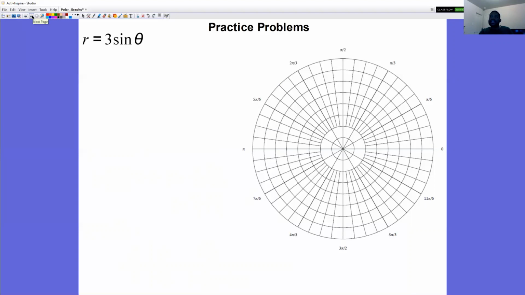So here's r equals 3 sine theta. Here's r equals 2 plus 4 sine theta. And here's r equals 2 cosine 4 theta. And here's r squared equals 9 cosine 2 theta. Okay.